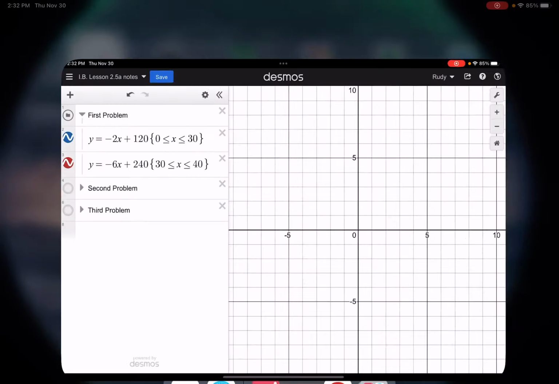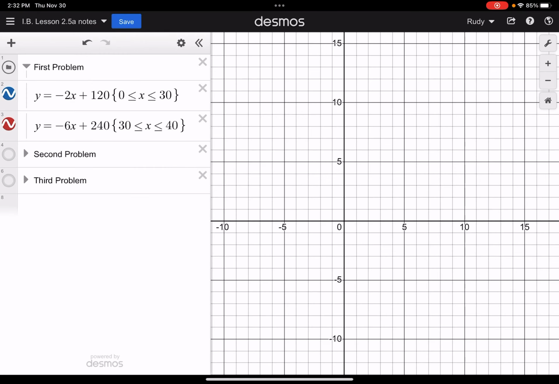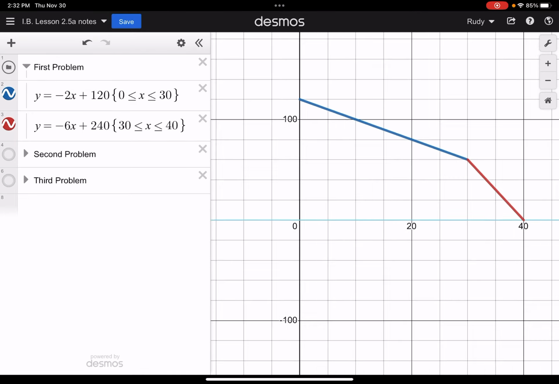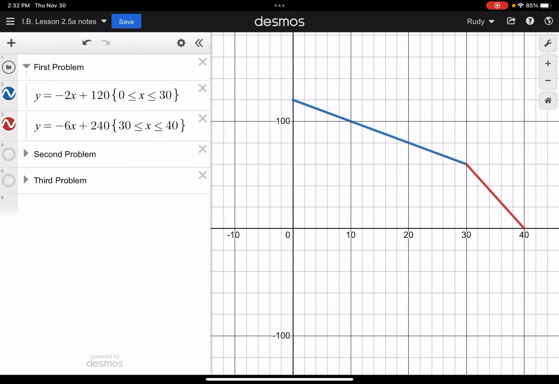And before I move on, if I go to Desmos, if I just kind of zoom out here, we can see a similar graph. There we go. There is the same thing graphed in Desmos, and I graphed two separate equations here, but with those restrictions.